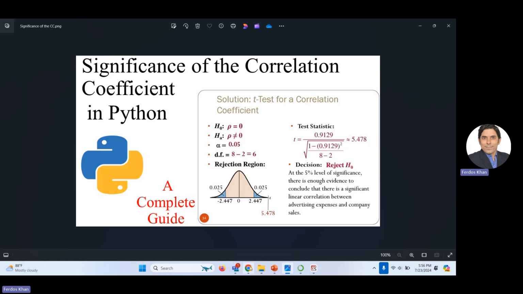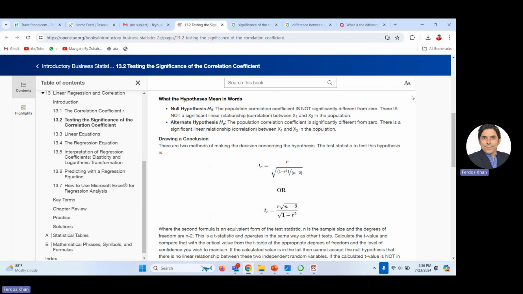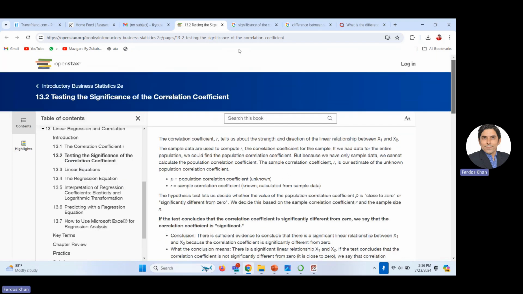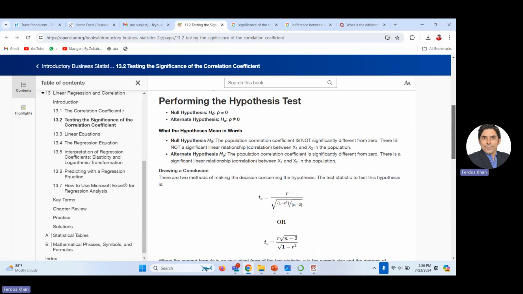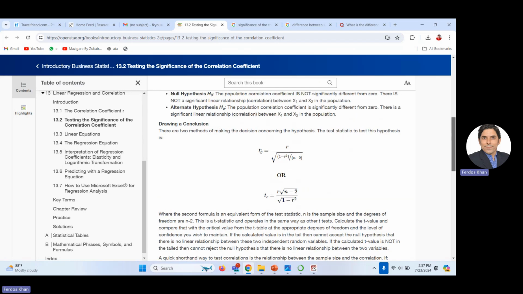Okay, now I will show you how you can see this. Look at this one. I just searched for this and I got this. This is Introductory Business Statistics, second edition, and this is the topic. It is the same thing there: the null hypothesis, the alternative hypothesis, and then the test statistic is very important. The test statistic is equal to r, the correlation coefficient, times the square root of n minus 2 divided by 1 minus r squared, the square of the correlation coefficient. n is the total number of observations. You can use this statistic or this one, both give you the same results.